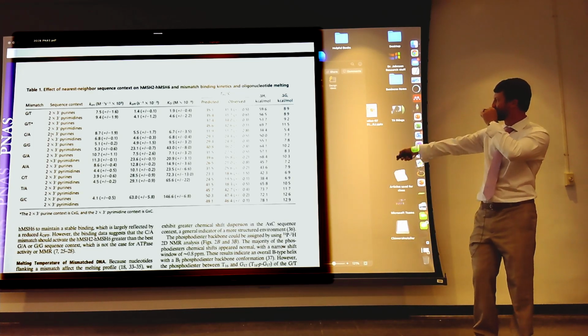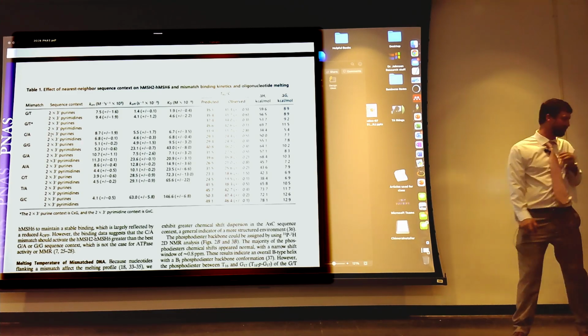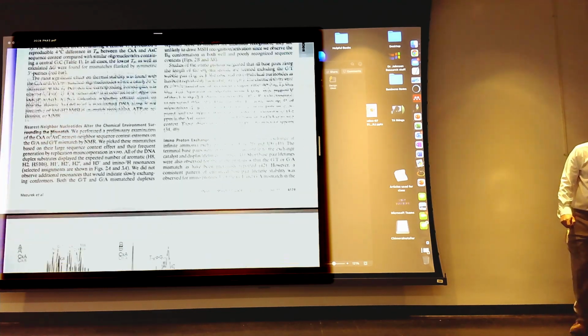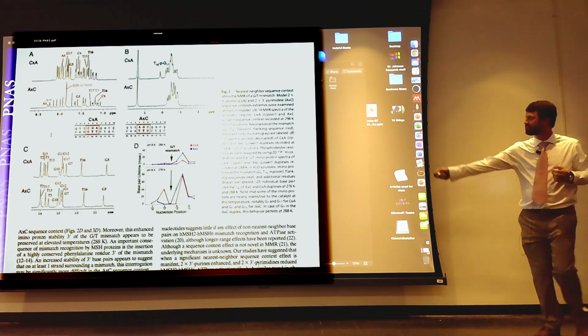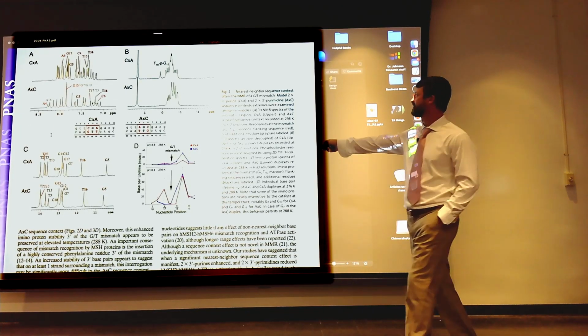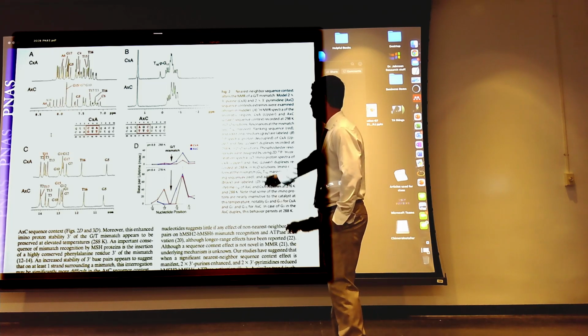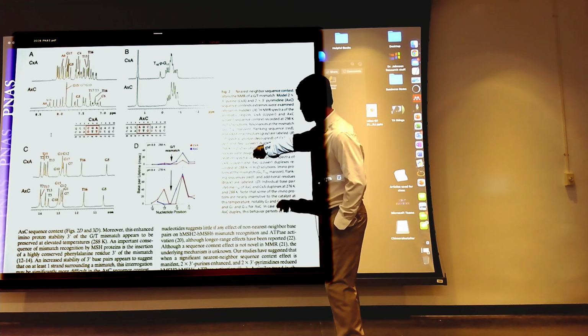You can look at all the different K-ons, K-offs, predicted TMs, and stuff that we calculated. At the end of the day, oh, this is cool. This is the NMR spectra. This is the one-dimensional NMR. You can go through and assign those amino protons that I talked about. You can look at the different stabilities.